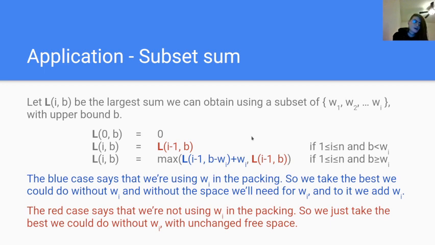All right. And then, of course, at the end, we're interested in ultimately L of n comma capital B, which will tell us the largest sum that we could obtain using all n items, and the ultimate capital B upper bound that we were interested in originally.